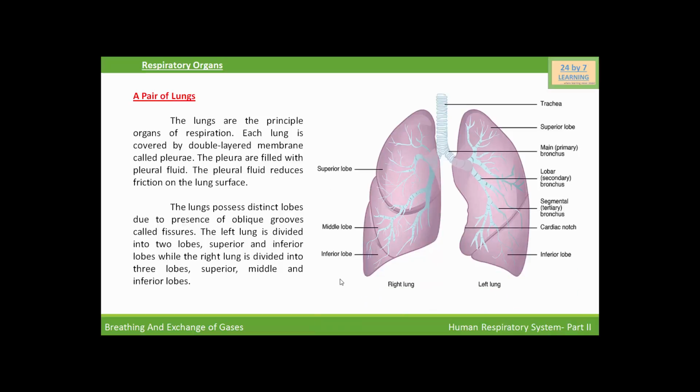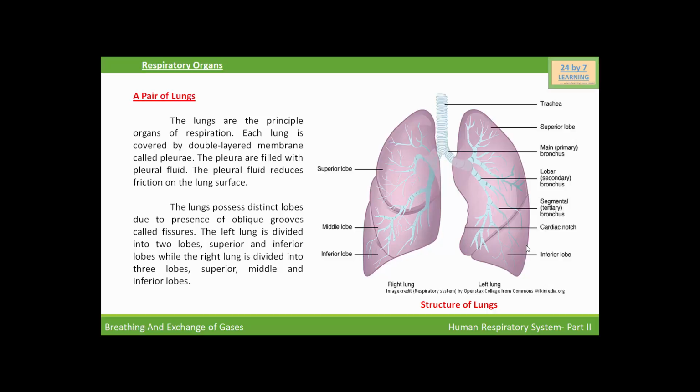If you see this diagram, this is the structure of the lung. This is the trachea. At the level of the fifth thoracic vertebra, the trachea divides into right and left primary bronchi, which enter into the respective side of the lung.